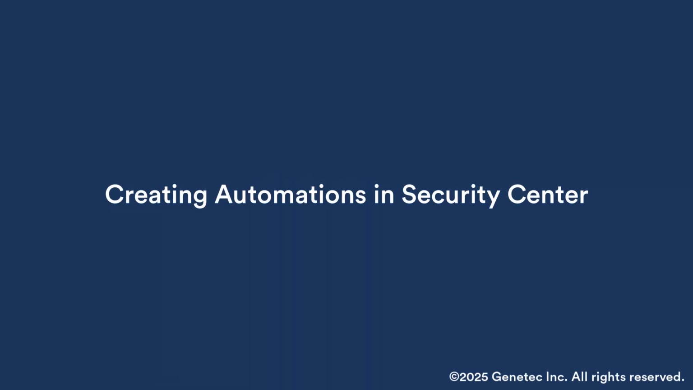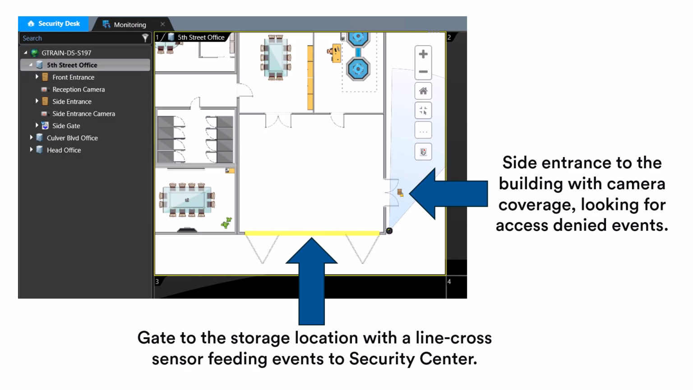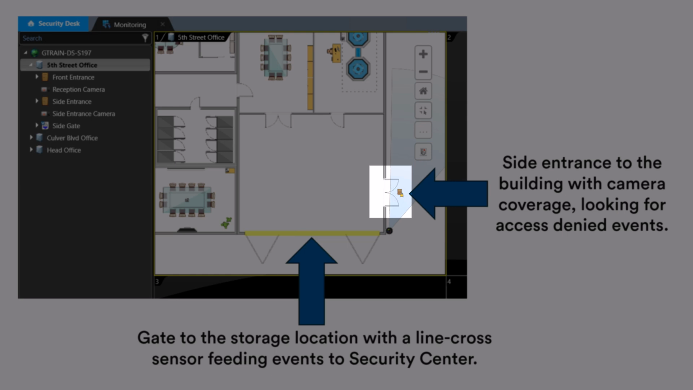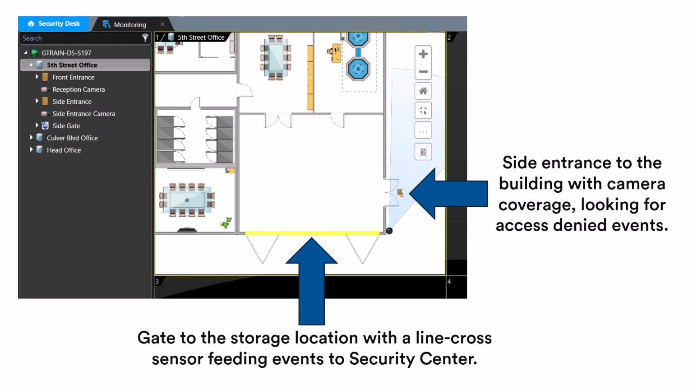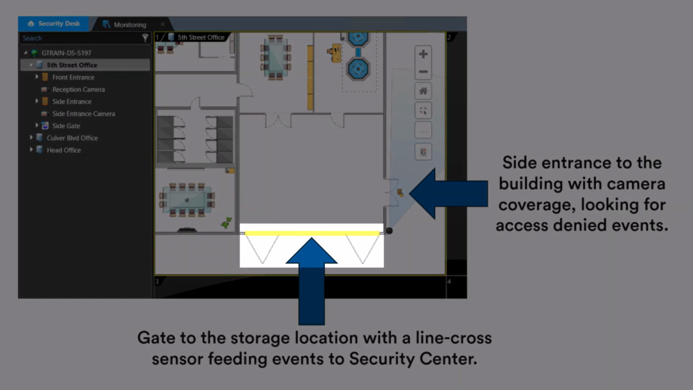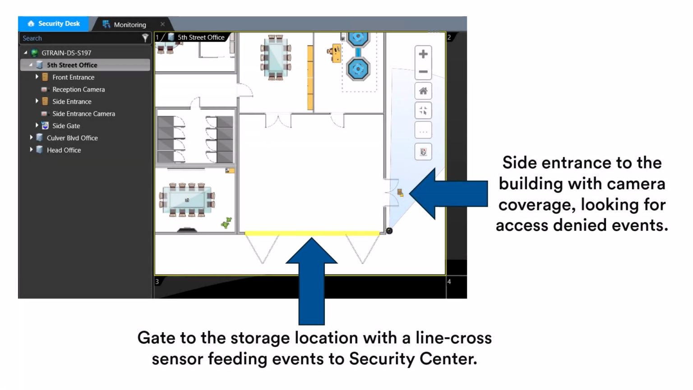Let's take a look at an automation scenario and set that up in our Security Center system. In this situation, we have a side entrance into one of the buildings, and we want to know if somebody is trying to get through the door who shouldn't have access to it. Also, we have a gate leading up to the building interior as well, so we want the same kind of response if someone gets too close to the gate. We have a line cross system set up for the gate, and we get events in Security Center from it.